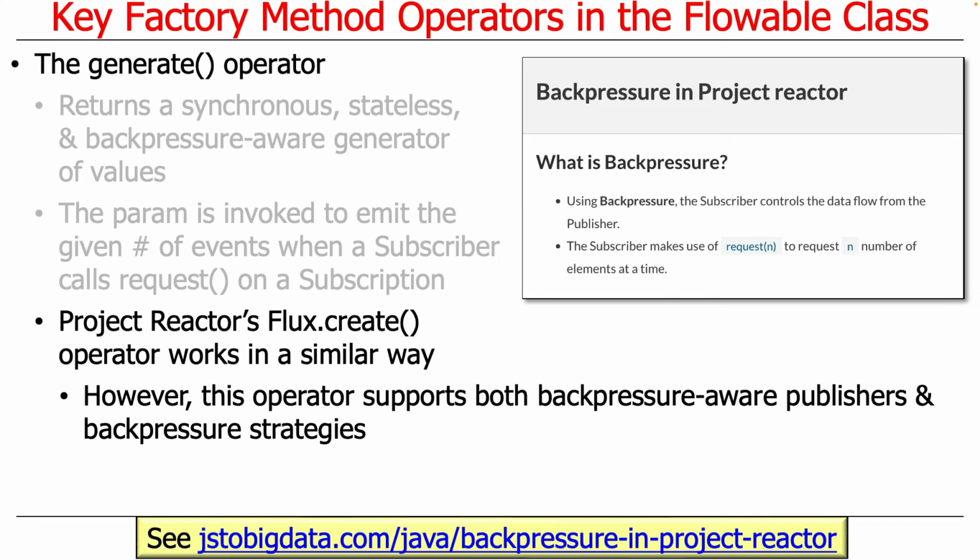In contrast, when they built Project Reactor, because it came later, they said, let's build backpressure-aware publishers and non-backpressure-aware publishers into the Flux class. They don't have a difference. There's no equivalent to the Observable, Flowable distinction in Project Reactor as there is in RxJava. So Flux create can support both backpressure-aware publishers and backpressure strategies. So you can have both of them in the same method abstraction.